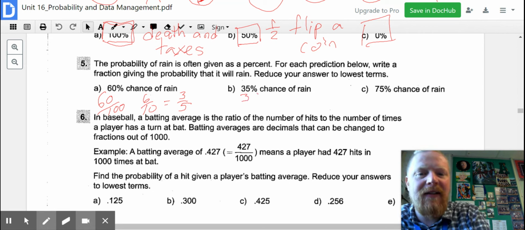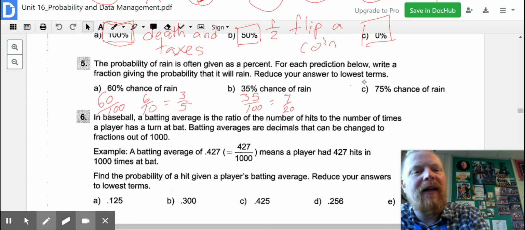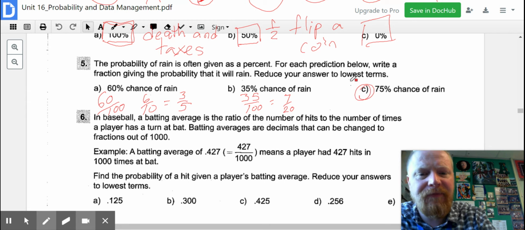35% chance of rain is 35 out of 100, which is equal to, let's go 5 by 5, 7/20. That's it. Okay, go ahead and do C on your own there.